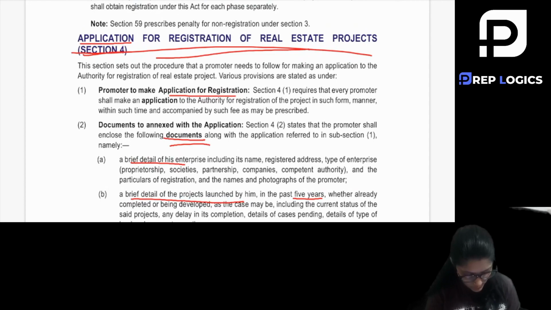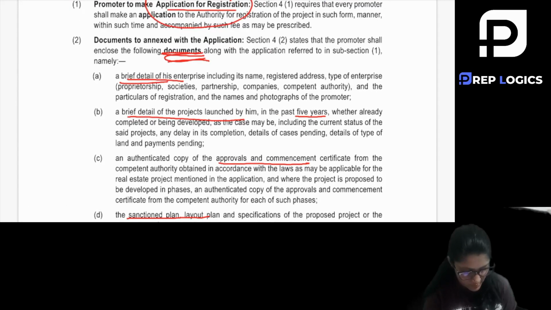Application for registration. Now you will give the application. With the application you will get certain documents. What are these documents? A brief discussion about yourself, name, address, etc. Brief details about the projects you have done within the past 5 years.